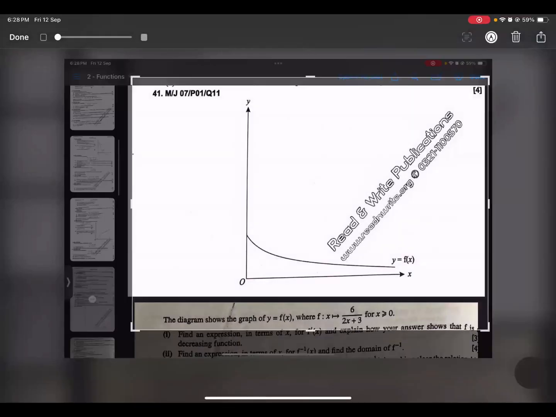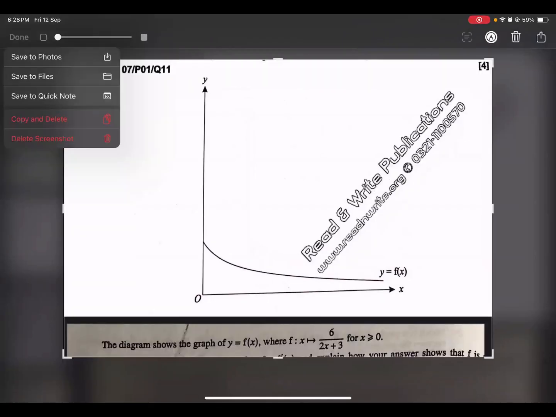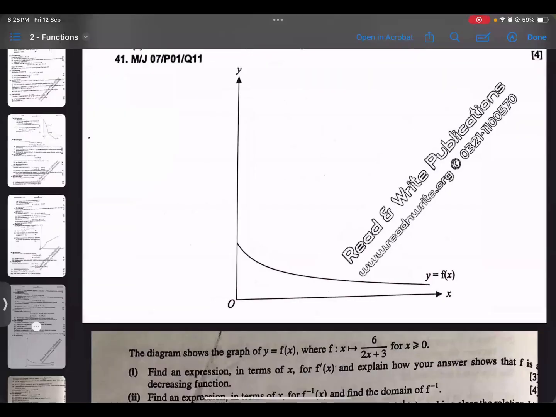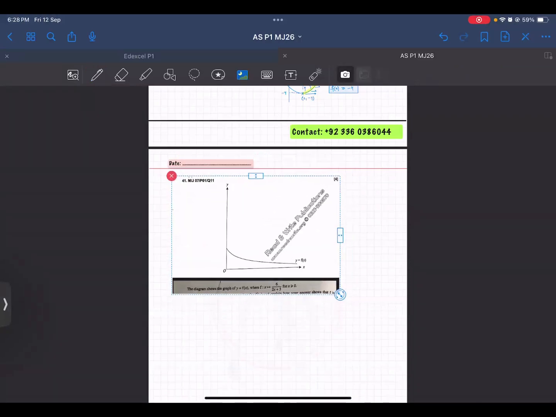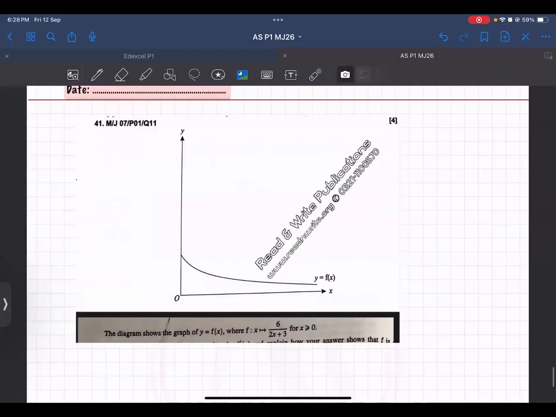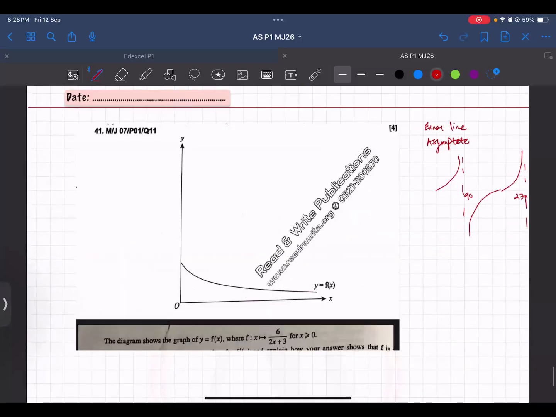Now this one has an asymptote. Do you know what an asymptote is? You should know it; you have done it in IGCSE O level. An asymptote is the error line. In the graph of tan, if you recall, at 90 degrees and at 270 degrees we have an asymptote. Your graph becomes parallel to this line, but it will never intersect.